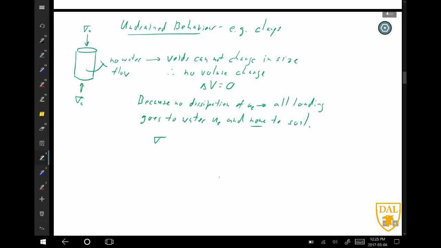Okay, so if we look at that in the context of the effective stress equation, effective stress is the total stress minus the pore pressure. In this case, we have no change in effective stress. But instead, all the change is due to the total stress and the pore pressure. So these have to change together.